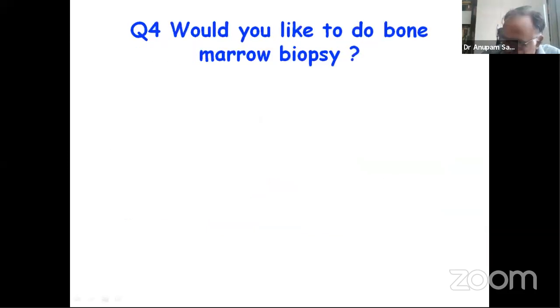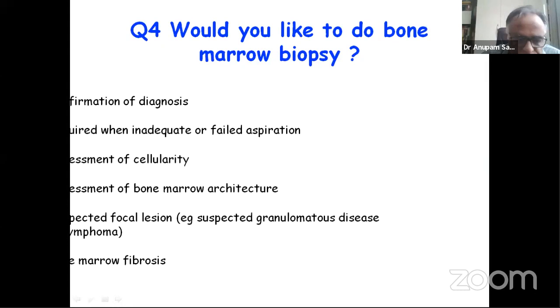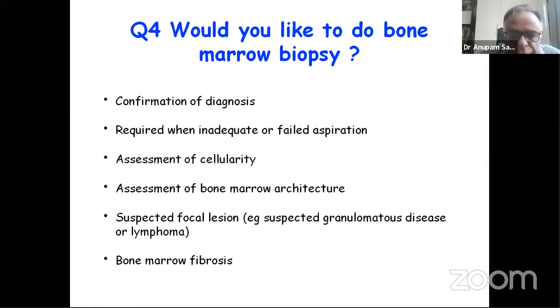Would you? Yes, you have already answered that. Bone marrow biopsy is always needed and is supplementary to the diagnosis. It tells us the diagnosis required when there is inadequate or failed aspiration, assessment of cellularity, assessment of bone marrow architecture, suspected focal lesions, for example, suspected granulomatous disease or lymphomas, and bone marrow fibrosis, which is commonly seen with acute megakaryocytic leukemia.